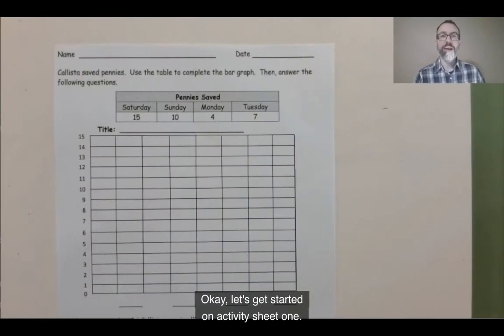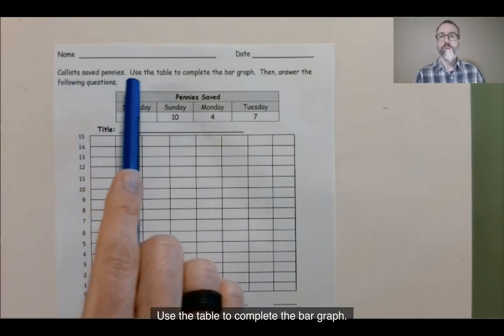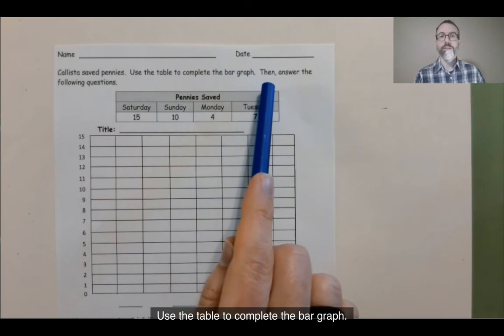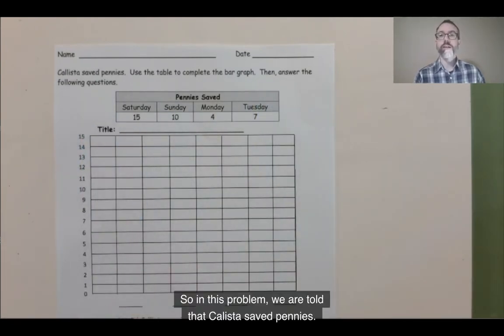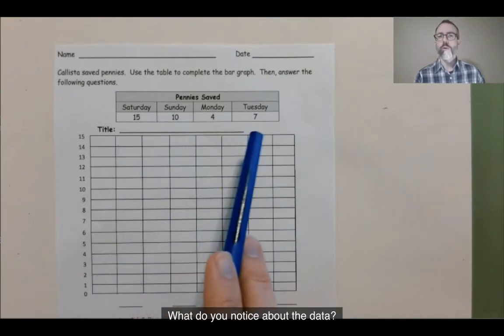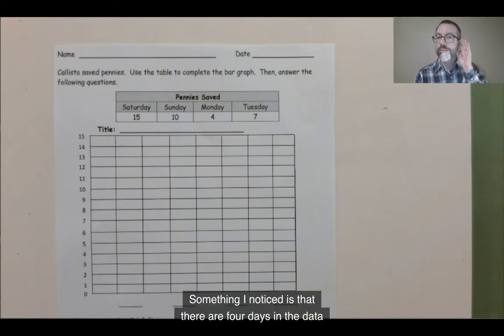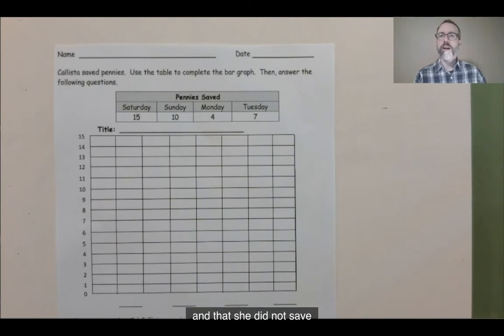Okay, let's get started on activity sheet 1. Let's read the directions together. Callista saved pennies. Use the table to complete the bar graph. Then, answer the following questions. So in this problem, we are told that Callista saved pennies. Let's look at the table of data that we're going to use to make the bar graph. What do you notice about the data? Something I noticed is that there are 4 days in the data, and that she did not save the same number of pennies each day.